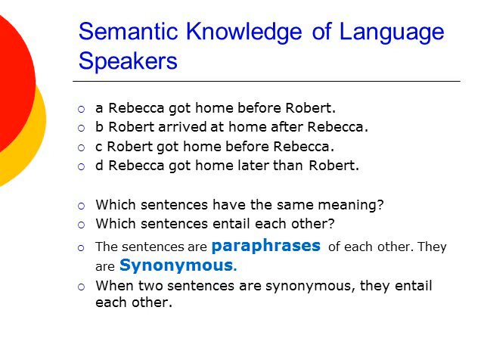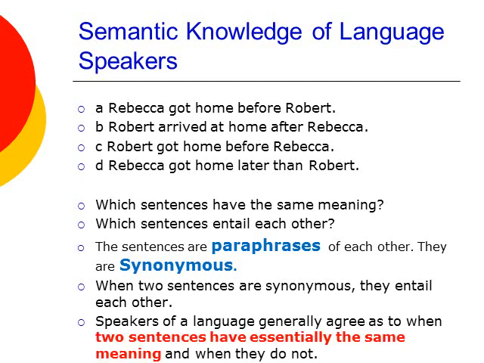So when two sentences are synonymous, they also entail each other. When two sentences are synonymous, they are paraphrases of each other and they entail each other. And as speakers of a language, we are generally able to agree as to when two sentences have essentially the same meaning and when they don't.